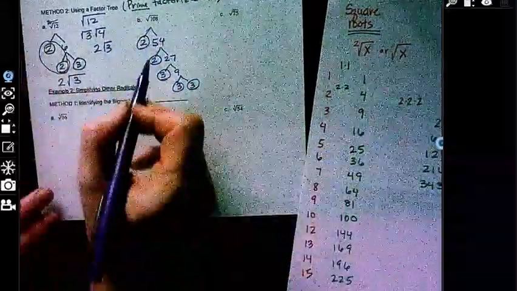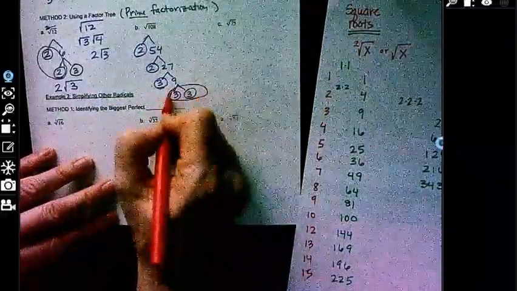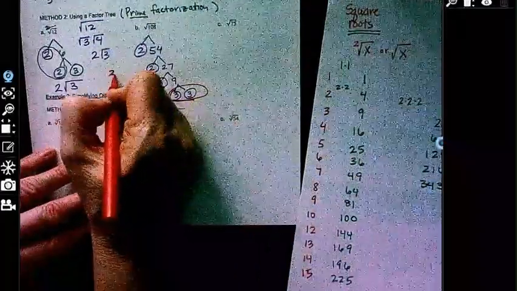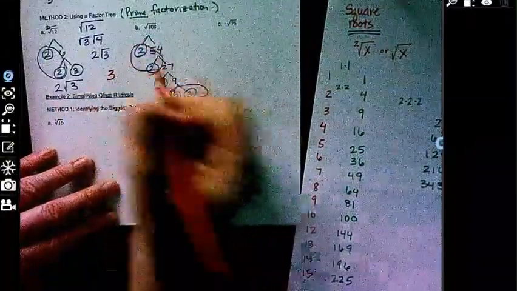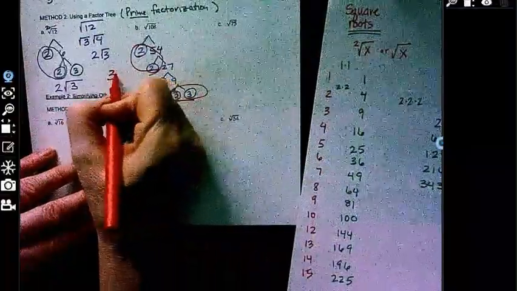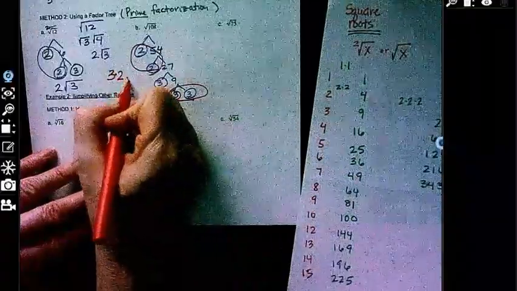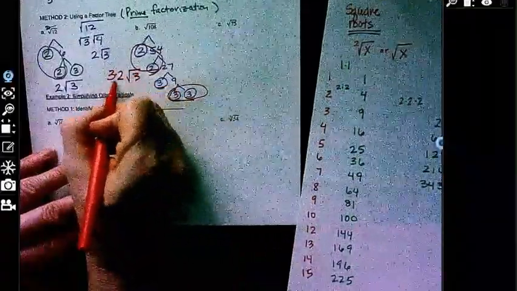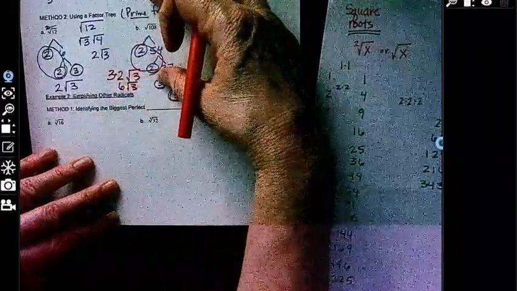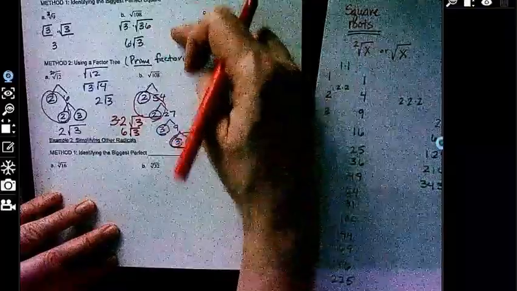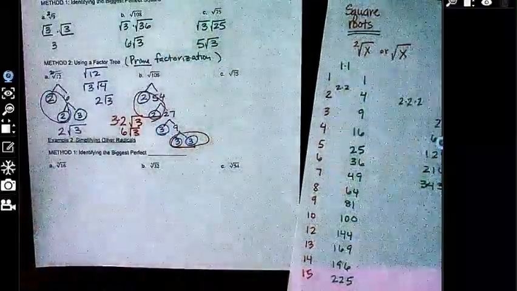Now, this is a square root, so I find pairs, right? There is a pair of 3s, so a 3 can come outside of the radical. And then there's another pair of 2s. So 3 times 2 comes outside the radical, and the only thing left is 3. That's 6 radical 3. And we see we got there doing this both ways. So whatever feels more natural to you, you go ahead and do that.